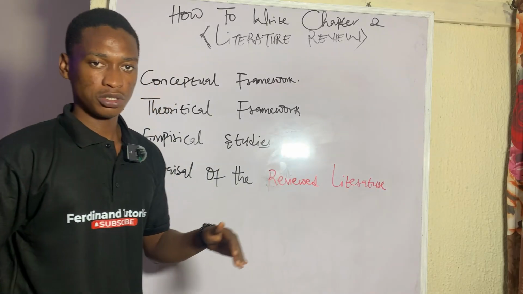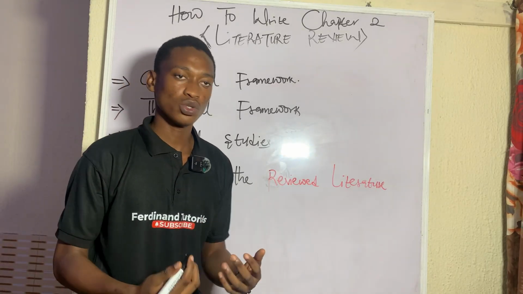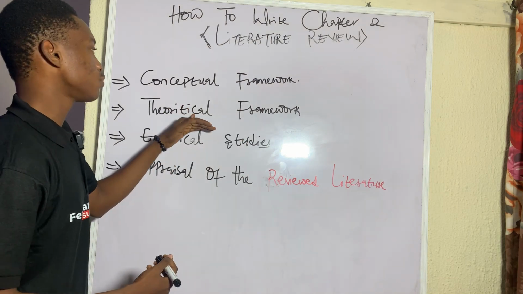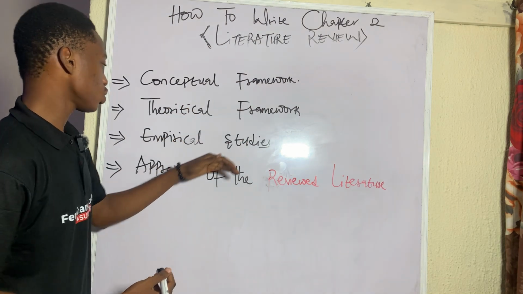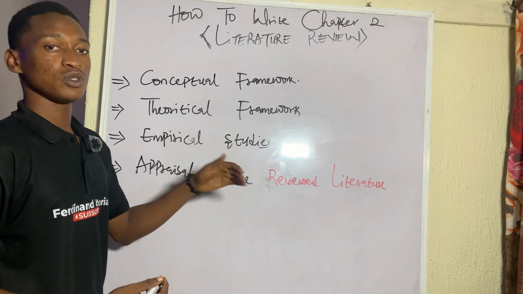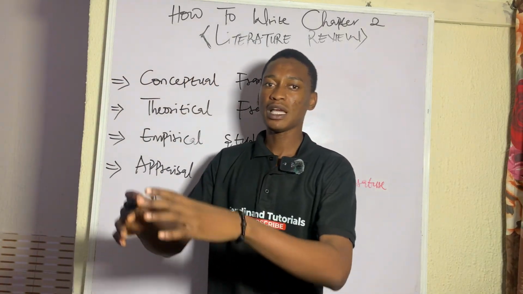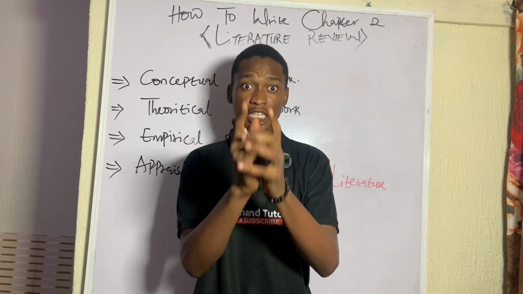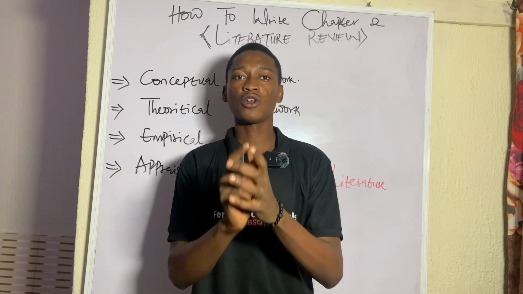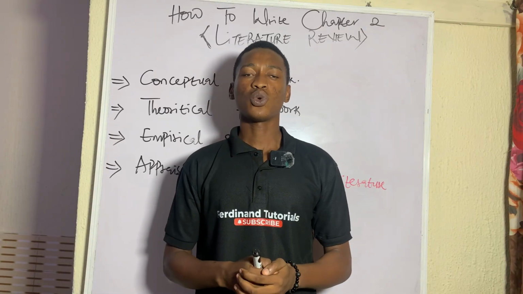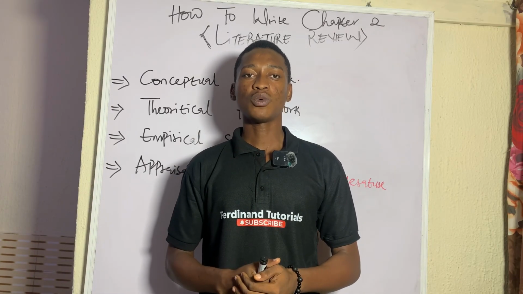Now, there are 4 sections in your literature review that you must know. In those 4 sections, we have the Conceptual Framework, the Theoretical Framework, Empirical Studies, and the Appraisal of the reviewed literature. I'm not going to be explaining this here on the board. I've prepared a particular example using a specific project topic, which one of my viewers sent to me via mail. So I'll be using it to explain how to write this chapter 2. So, stay with me to the end.